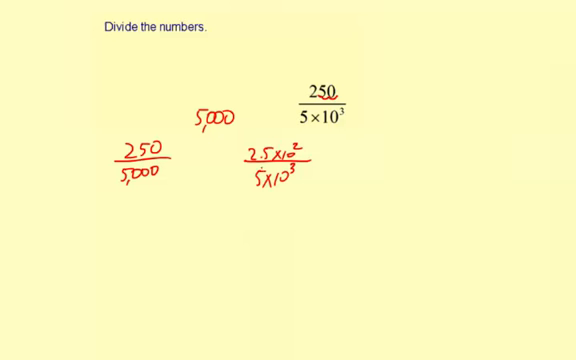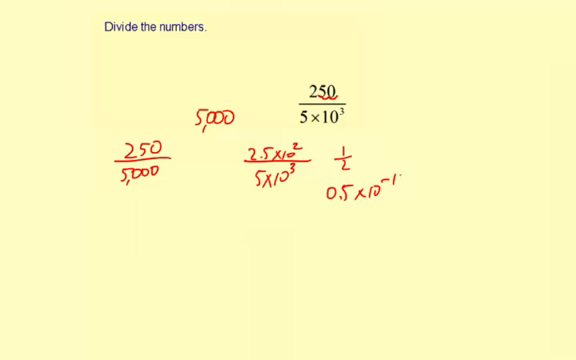2.5 and 5, well, that divides to make 1/2. So you would end up with 1/2, or 0.5 times 10 to the, and you subtract here, 2 minus 3 is -1. So you get 0.5 times 10 to the -1, and that's kind of ugly. I mean, you can go ahead and work with it from there if you want to.